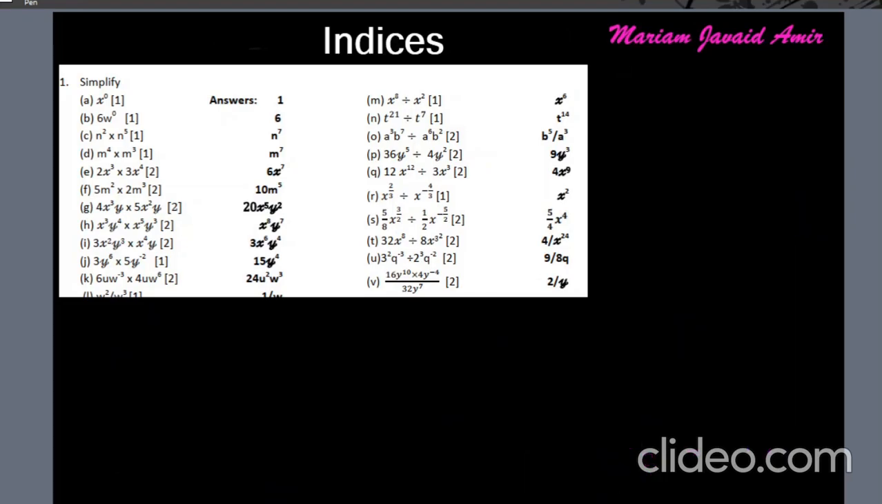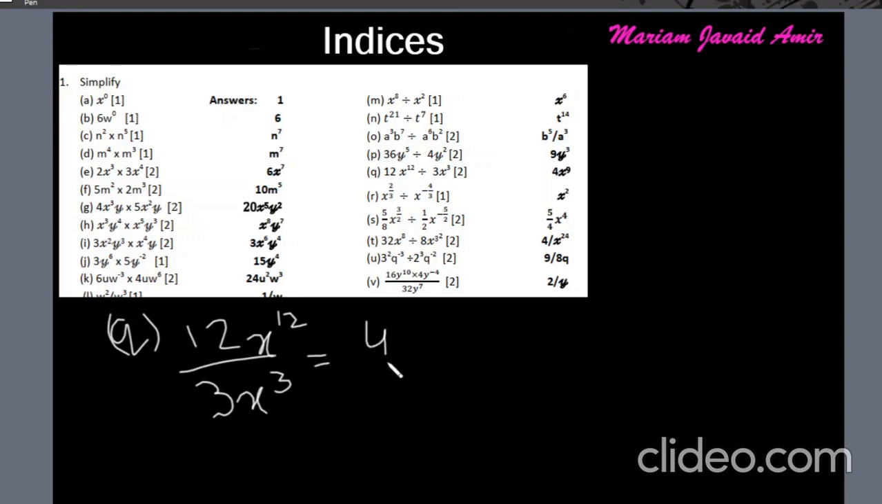Alright, next up is part Q. Let's do Q: 12x power 12 over 3x cube. So 12 over 3 becomes 4, and 12 minus 3 becomes 9.